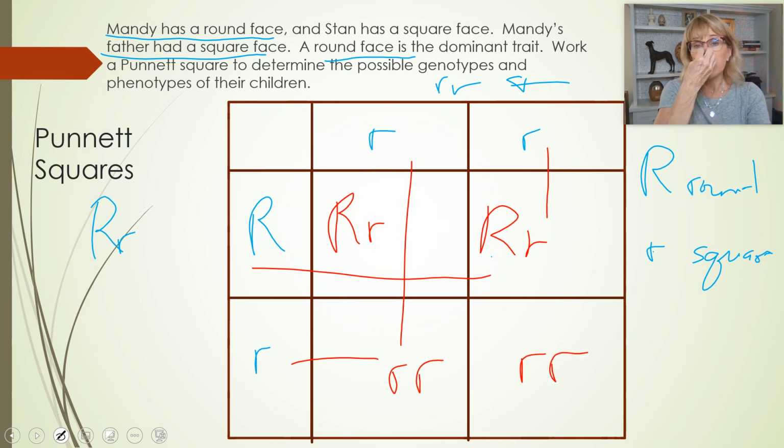Ready? So the genotypes of their children, half will be heterozygous for a round face, half will be homozygous for a square face. And what will their phenotypes be? Half will have a round face and half will have a square face. All right, that's how you do Punnett squares.